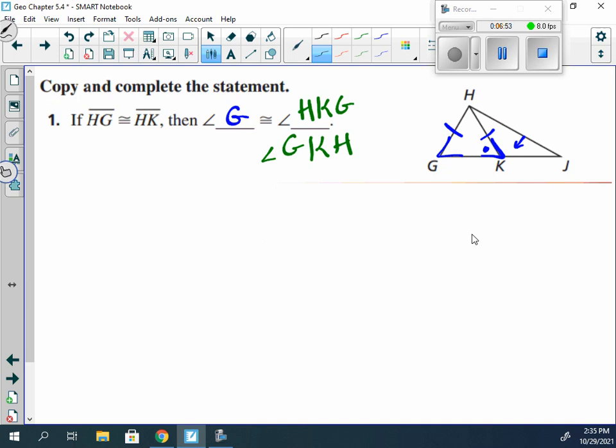Because we can't name K by a single letter, because there's 2 angles there. We could have said HGK for the other angle also. But because there's only one angle there, we can name it by the vertex. So if there was no triangle and J wasn't there, that would just be K. Any other questions on this here?